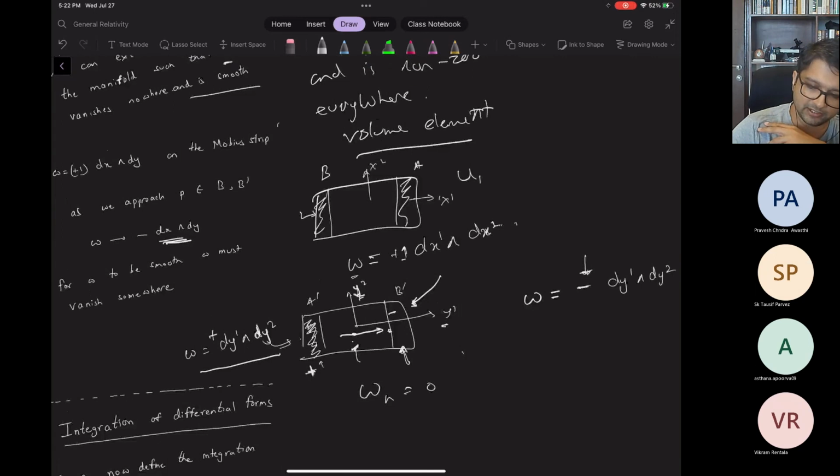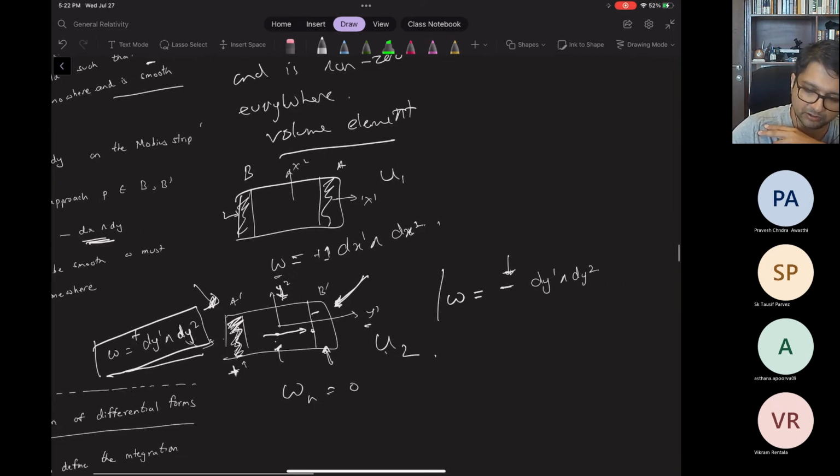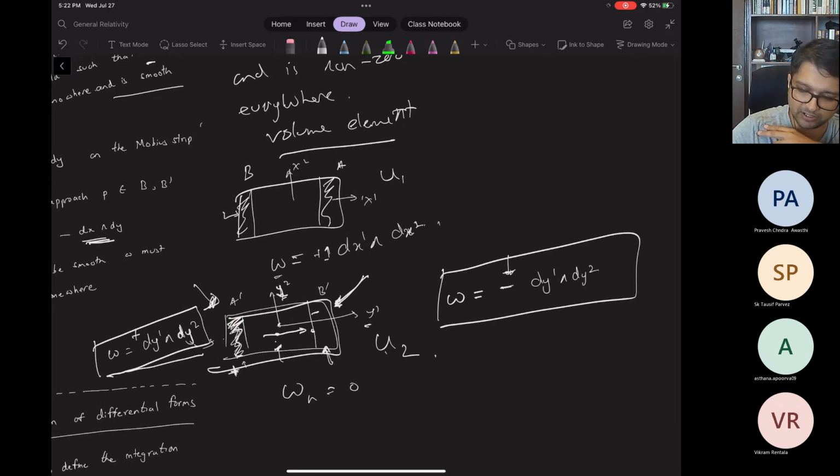So basically this is omega in this entire coordinate patch, sorry, in this entire coordinate patch U2. In the region of A prime, omega looks like this. In the region of B prime, omega looks like this. But omega must be defined over the entire coordinate patch. So somewhere in between, it has to transition from the coefficient being positive to the coefficient becoming negative. So somewhere it should go through zero. Is that idea clear?